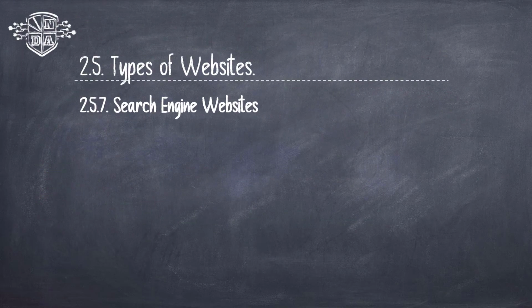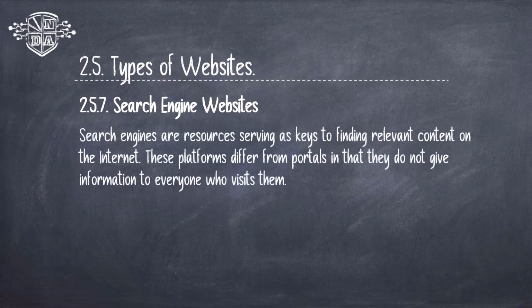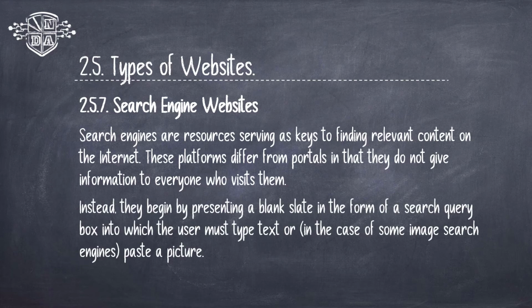And then we have search engine sites. Search engines are resources serving as a key to finding relevant content and information on the internet. These platforms differ from portals in that they do not give information to everyone who visits them. Instead, you begin with a blank slate in the form of a search query box, where a user must type text, and in the case of some, images. Where text input is involved, the search engine is programmed to respond to the user's words, phrases, series of words or sentences, and then interpret the intention of the query before processing it in an algorithm that seeks to present the most relevant website and image results, so you find good content on the internet.